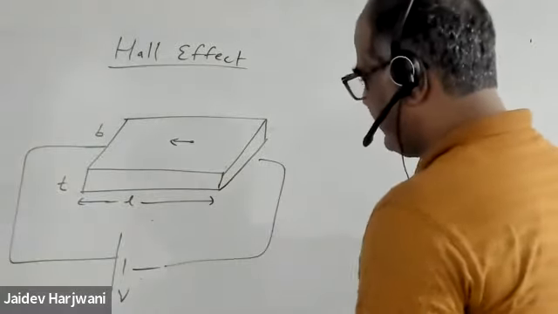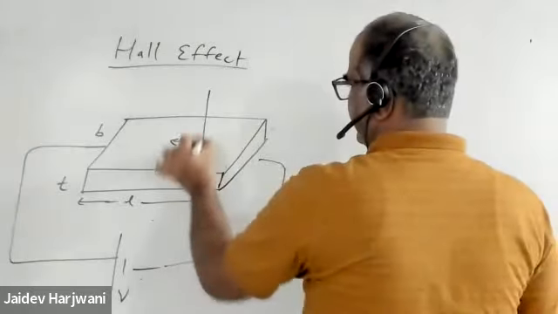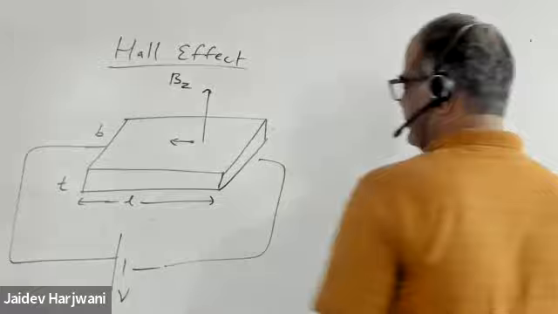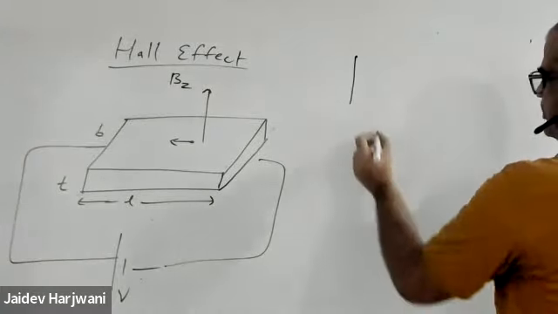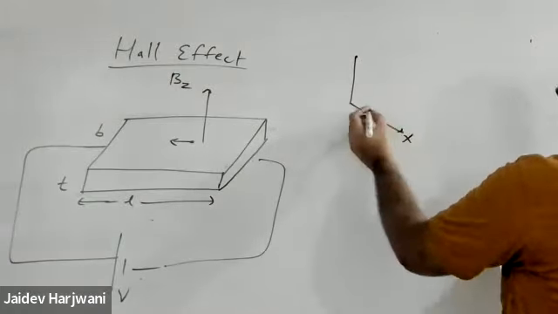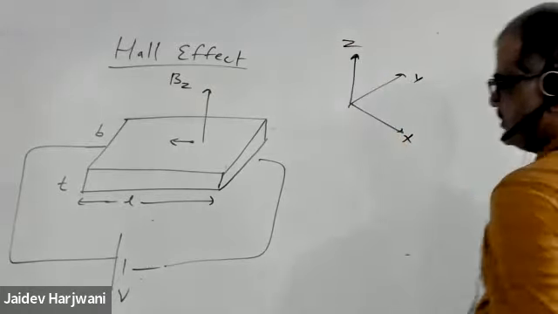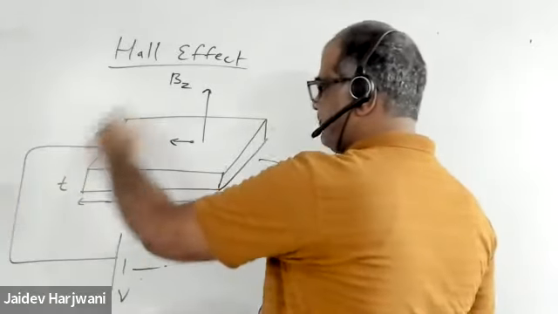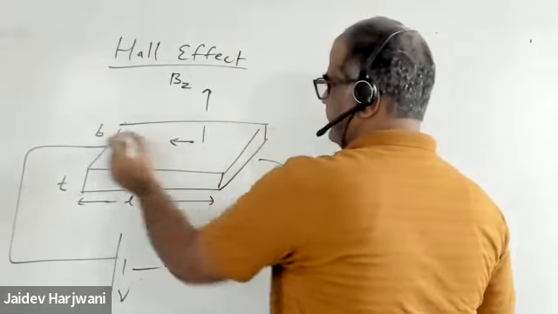So I am flowing current, and perpendicular to the sample I am applying a magnetic field. Say the out-of-the-paper direction is the magnetic field. So this is my x direction, and say this is my y direction, and this is my z direction. So my sample length is in the x direction, the breadth is in the y direction, and above the sample I am applying a magnetic field.